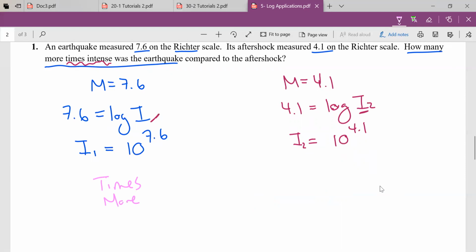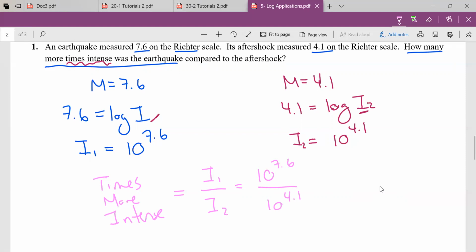Times more intense is equal to the bigger, which is I sub 1, over the smaller, I sub 2. Okay, I'm just going to go sideways here. I know I shouldn't, but it's just going to keep it on the screen. So I sub 1 is 10 to the 7.6. I sub 2 is 10 to the 4.1.